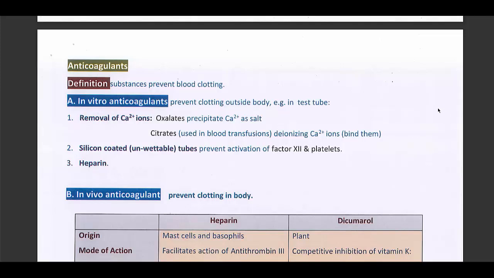Hello everyone. Today inshallah we will complete our lesson in module 100 about blood. So let's get started.